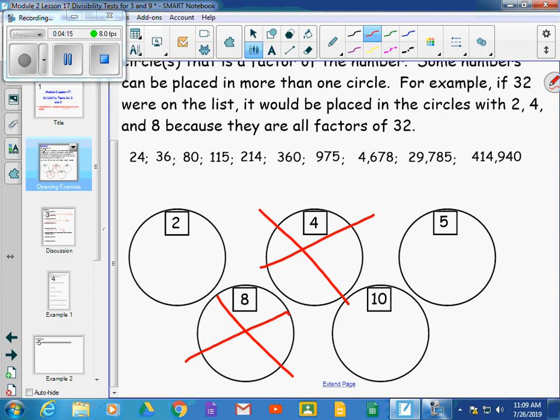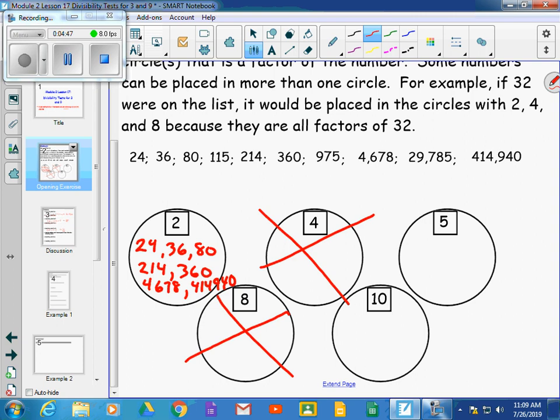Okay, to check your answers here, in the circle that was 2, you should have had 24, 36, 80, 214, 360, 4,678, and 414,940. All of those numbers ended with a 0, a 2, 4, 6, or an 8.